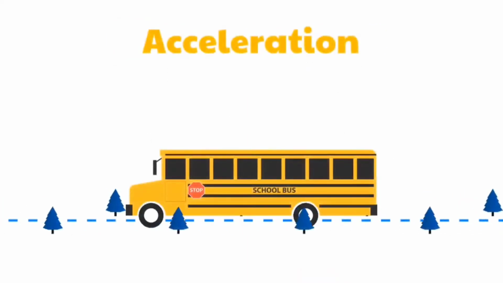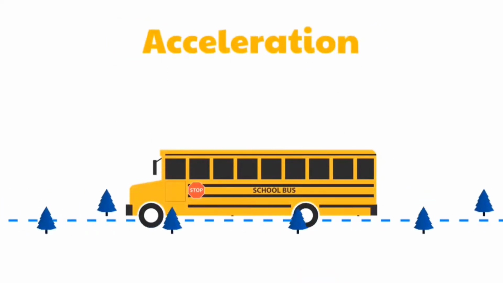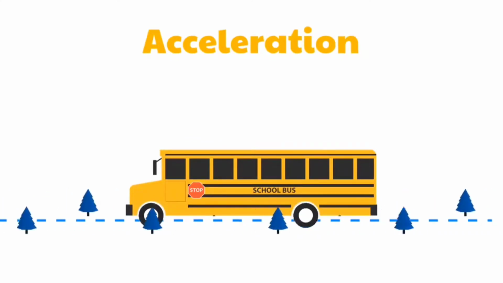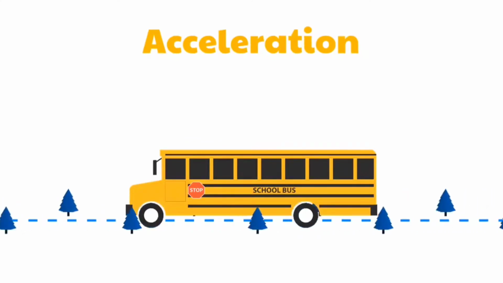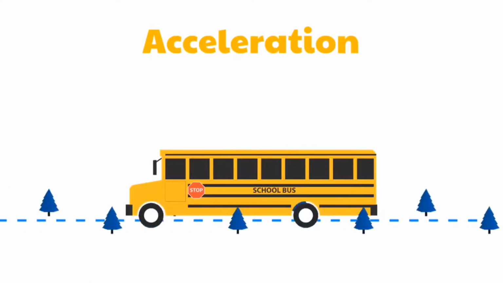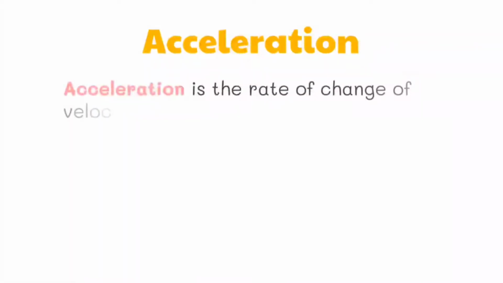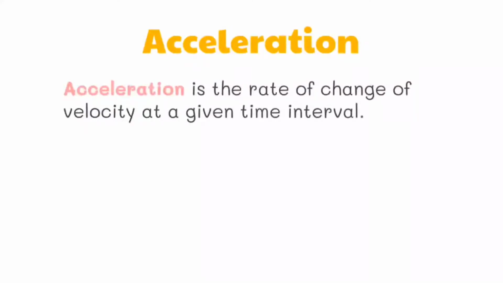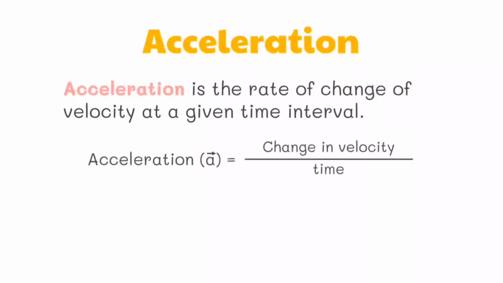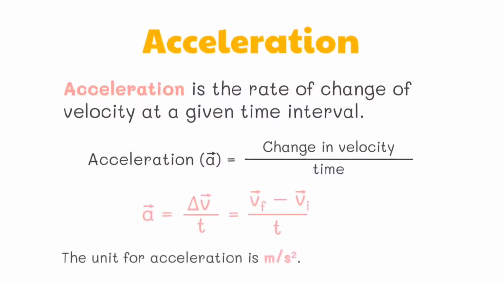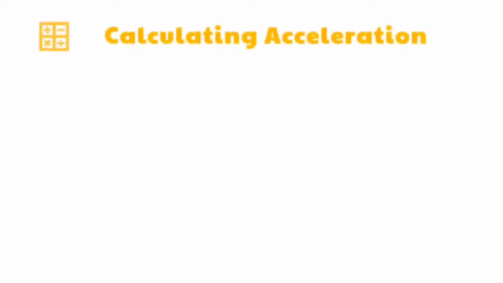Acceleration is usually associated with the change in speed. When something speeds up, it accelerates. But acceleration involves more than a change in speed. It is a change in velocity. So acceleration is the rate of change in velocity at a given time interval. Acceleration is equal to the change in velocity over time. The unit for acceleration is meter per second squared. Let's have an example.